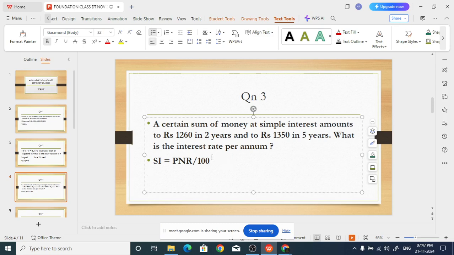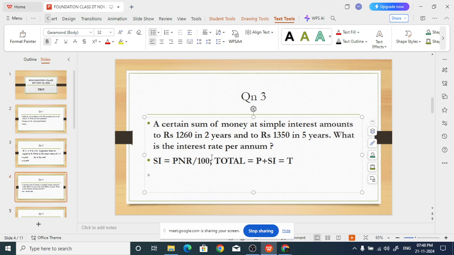Okay, this is simple interest. Then what is the total amount? Total is equal to P plus SI, P plus simple interest. Let us say that I will put it as T. I think in your school you would have written as S, sum, total sum. So T. So the 1260 is T. T is 1260 in 2 years. T is 1350 in 5 years.